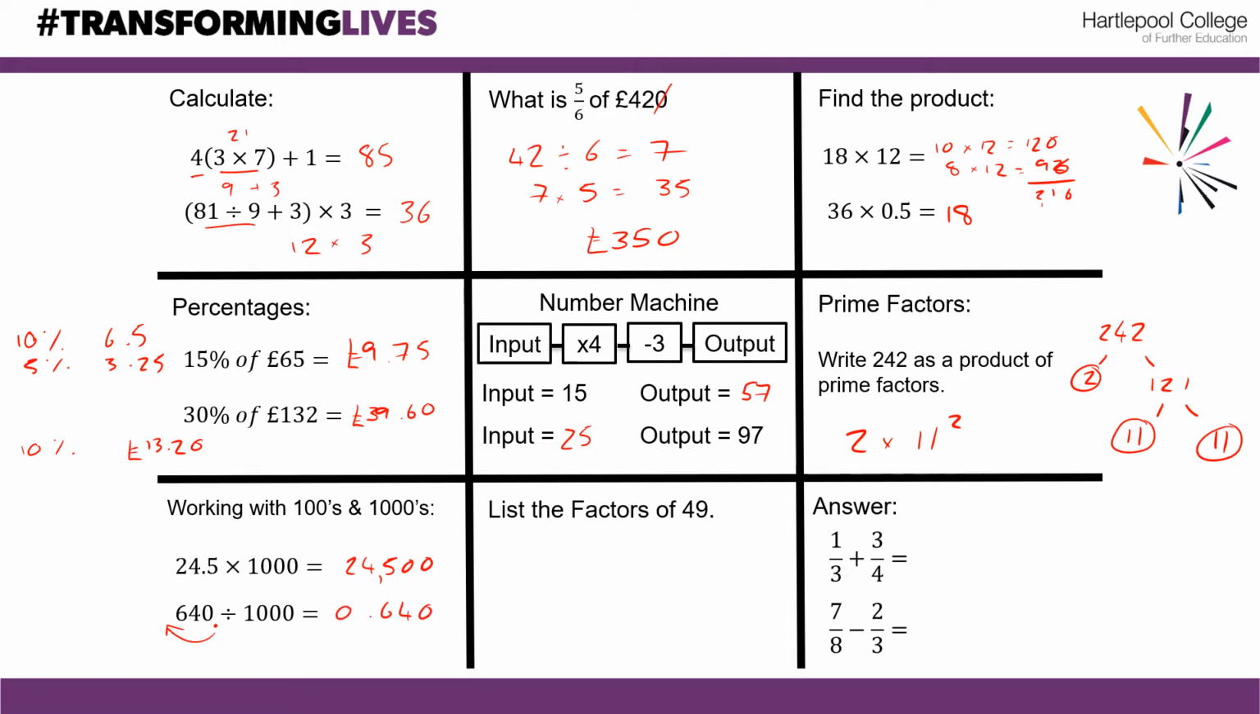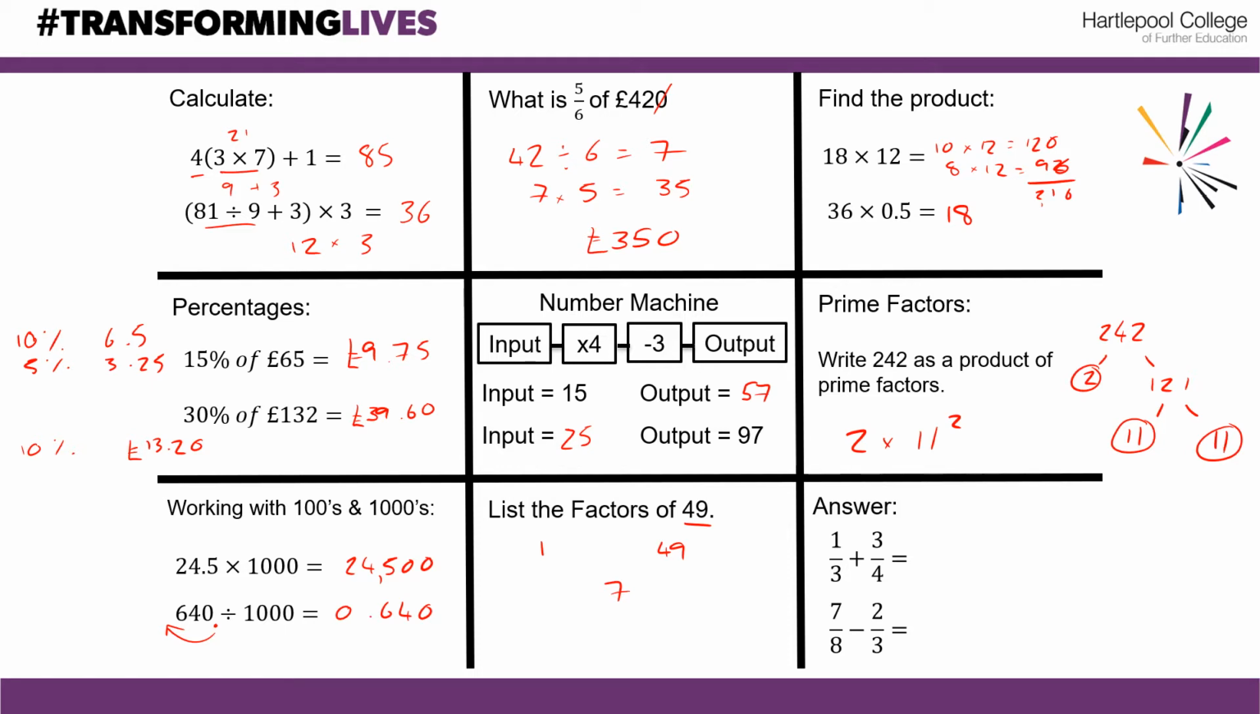Next up, list the factors of 49. So I think 1 and the number itself will always be a factor. So you've got 1 and you've got 49. 2 doesn't go in because 49 is not an even number. 3 doesn't go, 4 doesn't go, 5 doesn't go, 6 doesn't go. The next number is going to be 7, 7 sevens. So your factors there, you've got 1 and 49 and you've got 7.